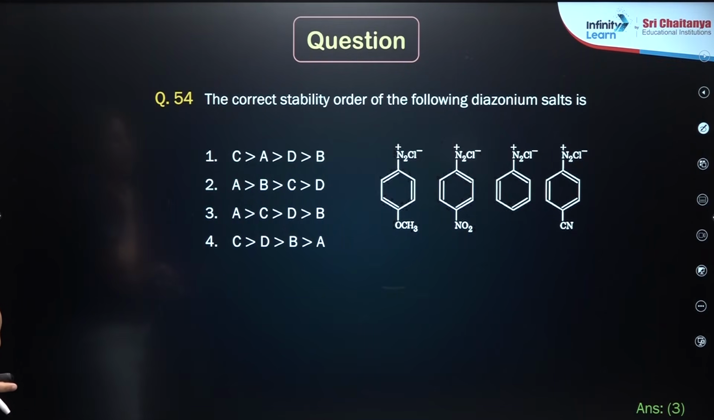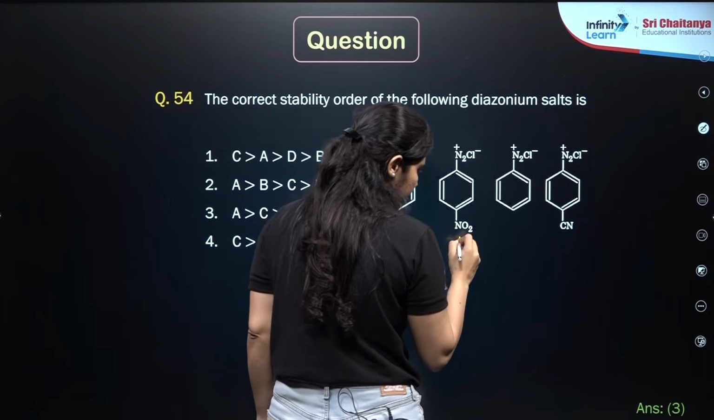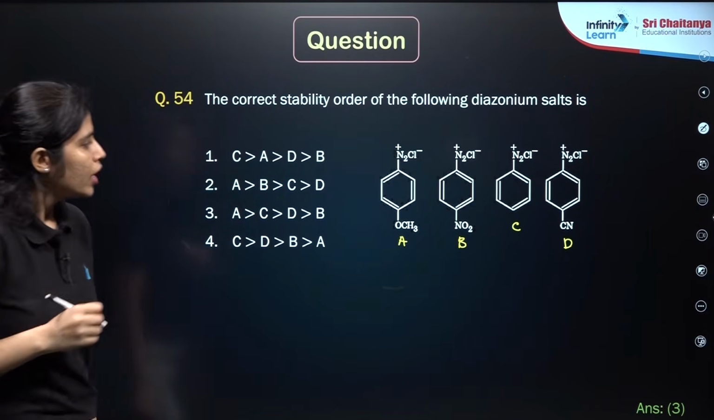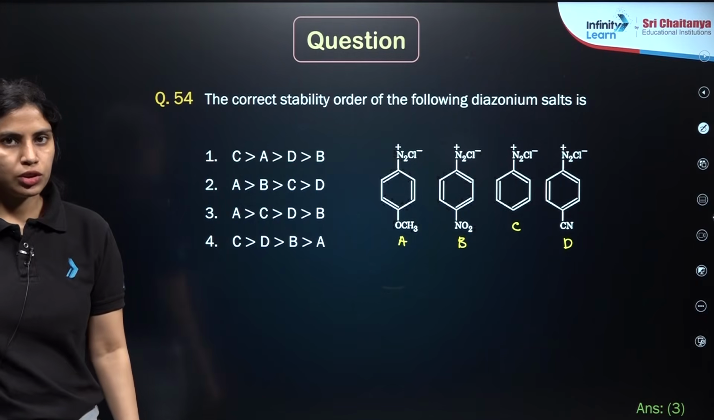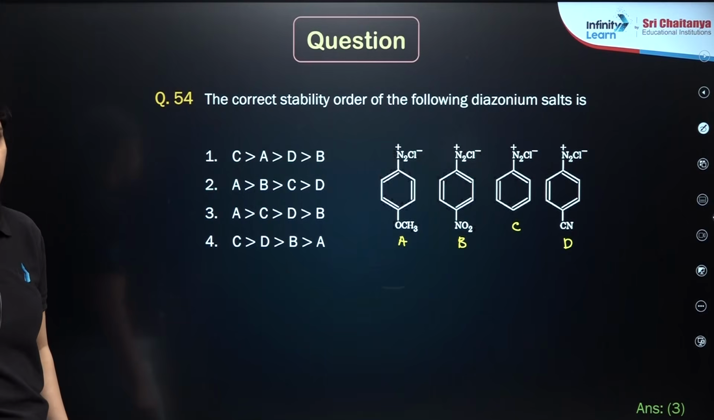Let's look at the next. The correct stability order of the following diazonium salts is... when you're looking at the stability order, first of all, let me write down the alphabets. This is A, B, C and D. So for a diazonium salt, it is going to be more stable if it has an electron donating group with it.